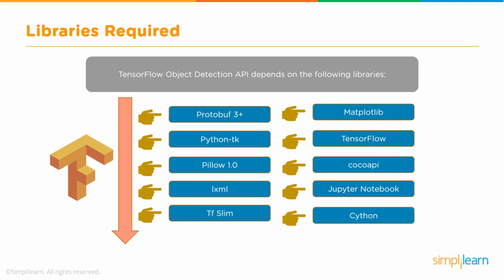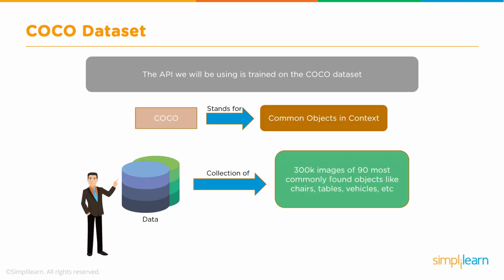This is a list of libraries that are required, and they have been shown in the code as well. The exact purpose of each of these libraries, why it is required, is out of the scope of this tutorial, but we will see in the code as we walk through how and why they are used. The COCO data set.